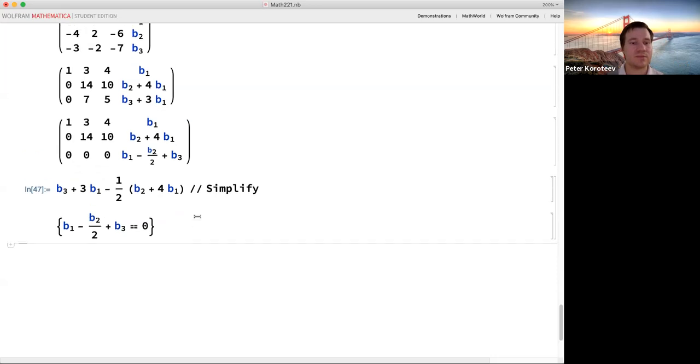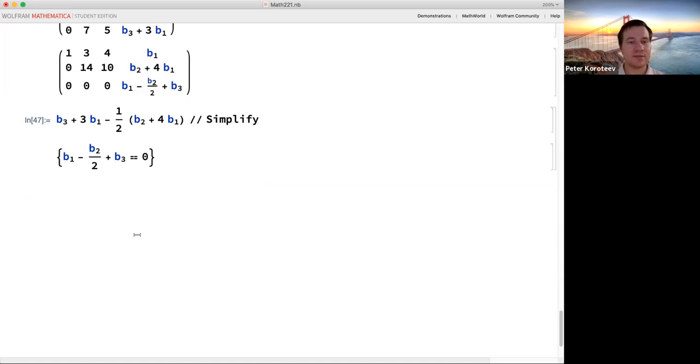So now, in the space of b1, b2, b3, this is a plane, right? It will be a two-dimensional plane that is described by this linear equation. Okay, I'm going to repeat some of that tomorrow.